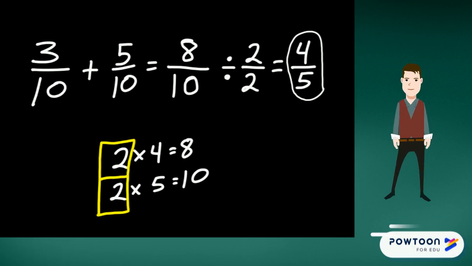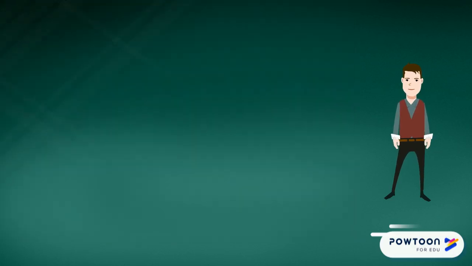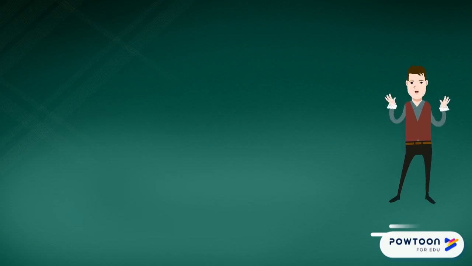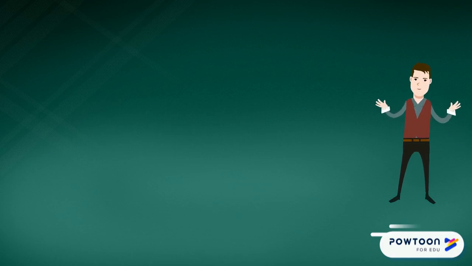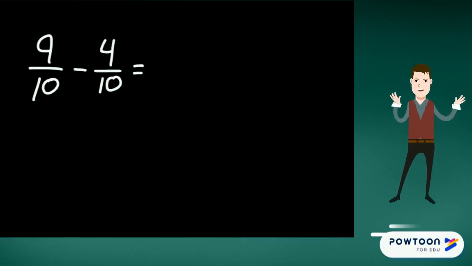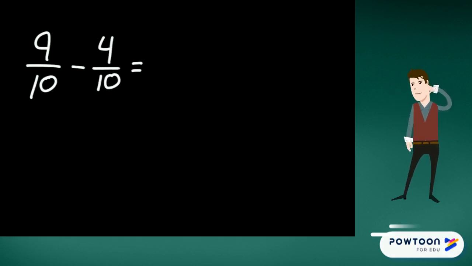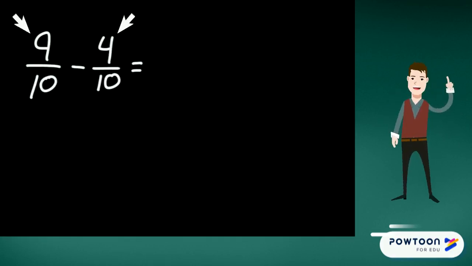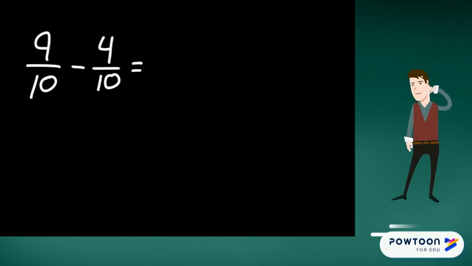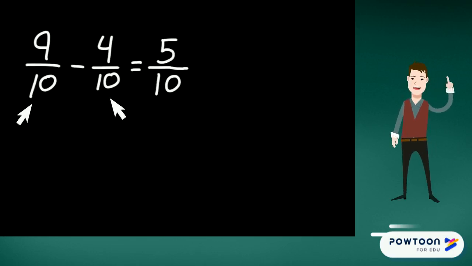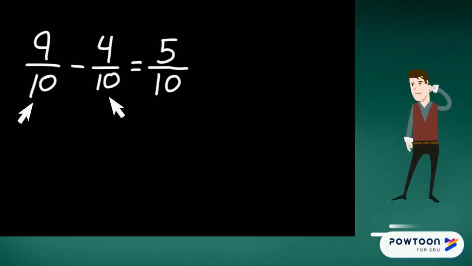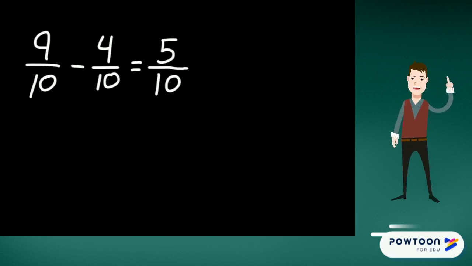Let's move on to subtracting fractions with like denominators. The steps for subtracting fractions with like denominators are almost exactly the same as when we add. Let's look at the problem 9/10 minus 4/10. First, we subtract our numerators. 9 minus 4 is 5. Remember, we do not subtract the denominators. We leave it as a 10.